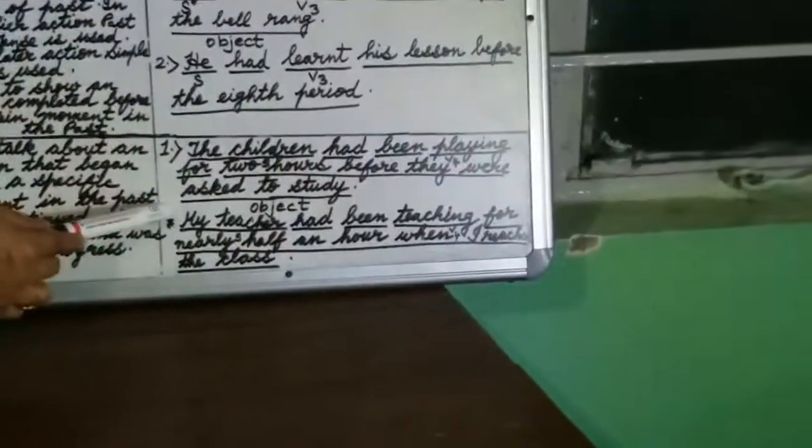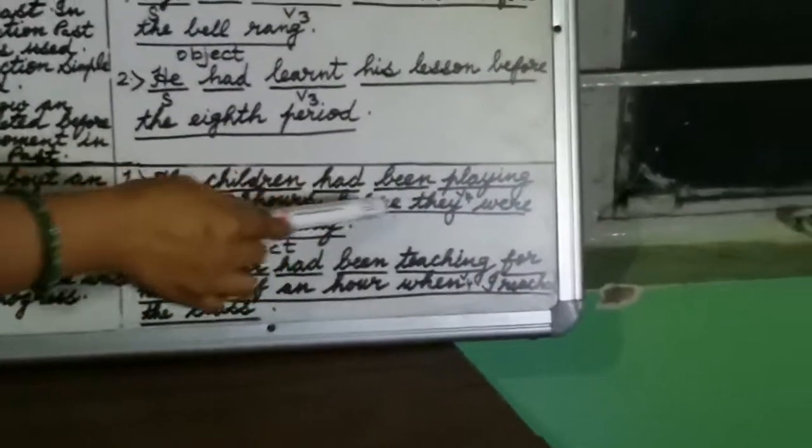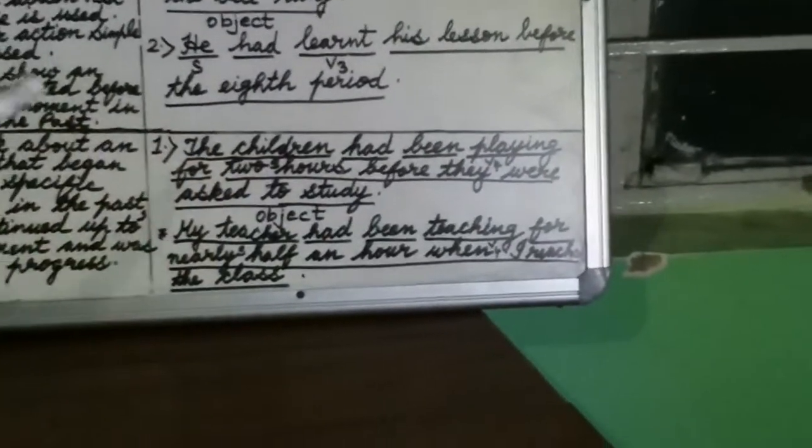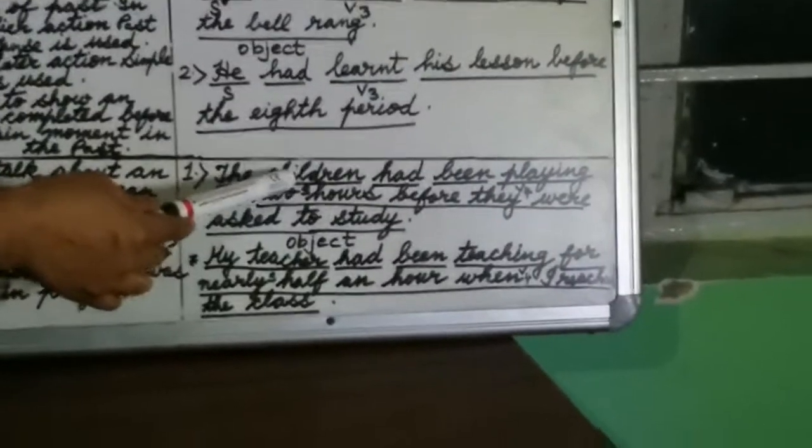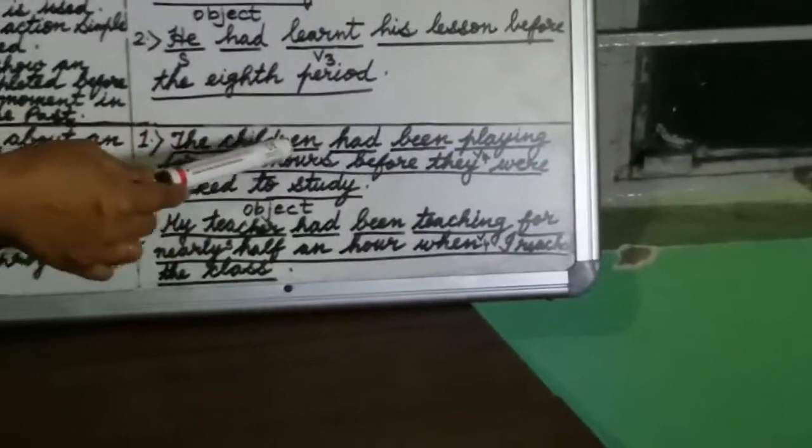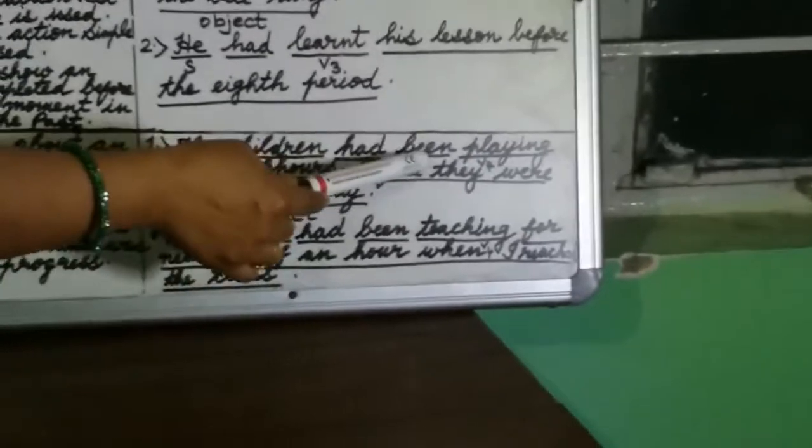Now coming to the example of past perfect continuous tense: the children had been playing for 2 hours before they were asked to study. You can see there are 2 parts in this sentence. So the work started in the past, but it was still continuing and under progress, it is not finished. The children is the subject in this sentence, and in the past it is had been.